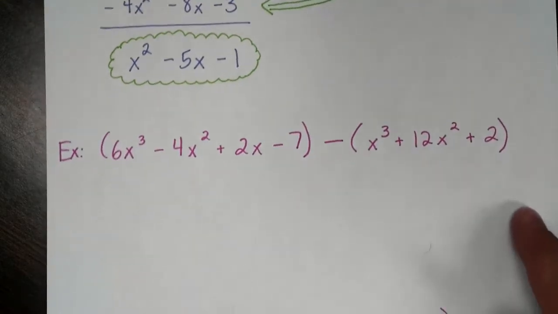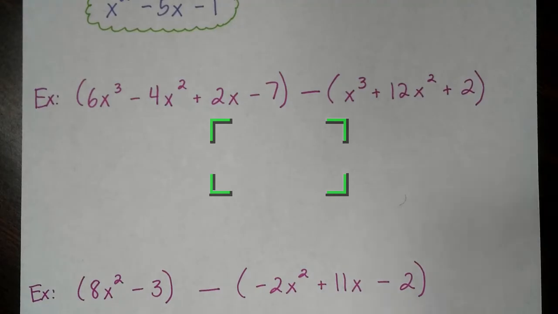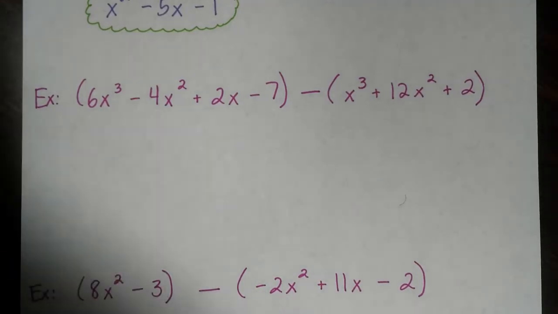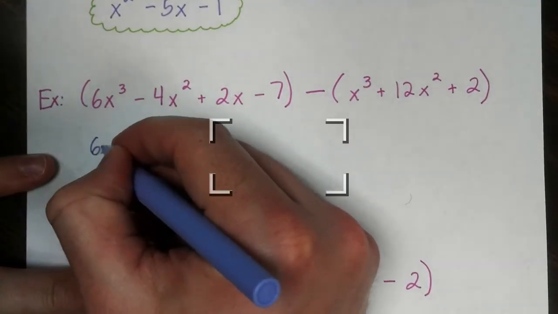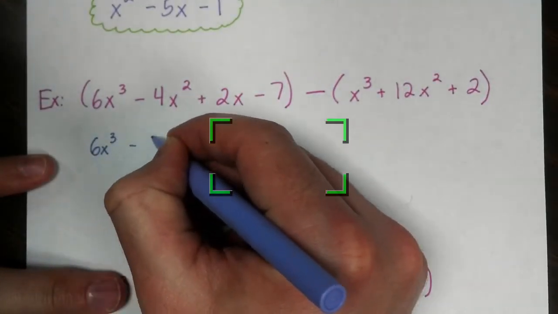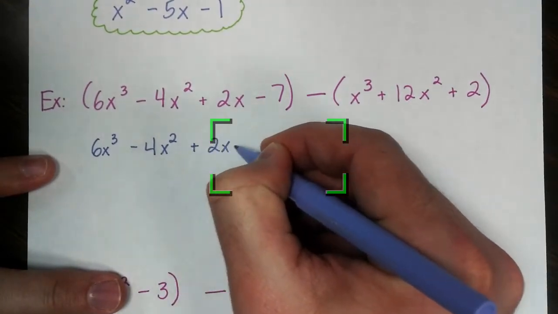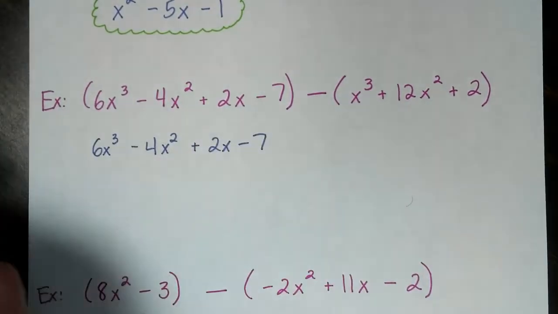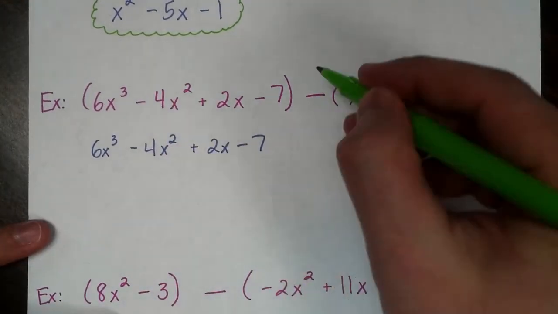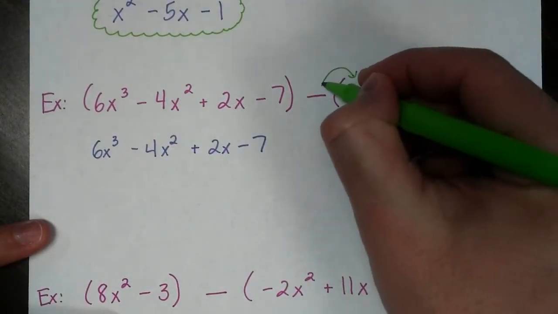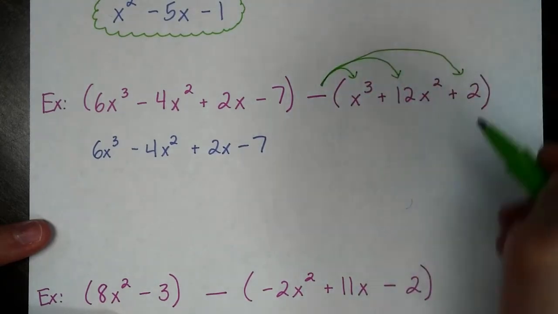All right, a little tougher question, but still same concept here. Rewrite the first polynomial. So 6x to the third minus 4x squared plus 2x minus 7. That's the first step. Rewrite that first polynomial. Second step, we're going to distribute that negative into all of the terms of the second polynomial.